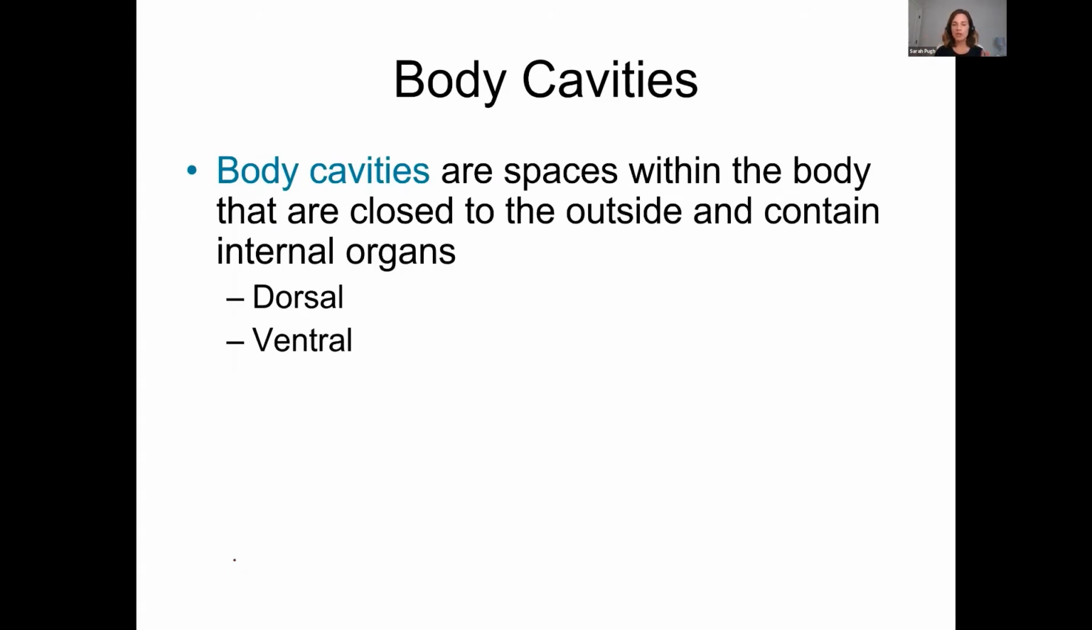Is everybody okay so far before we get into body cavities?